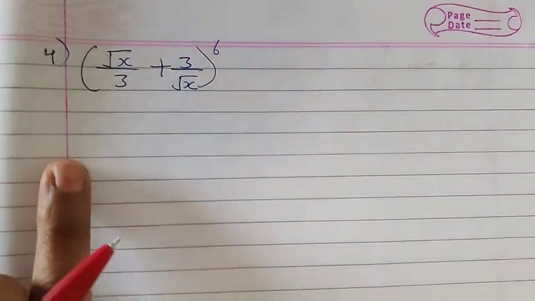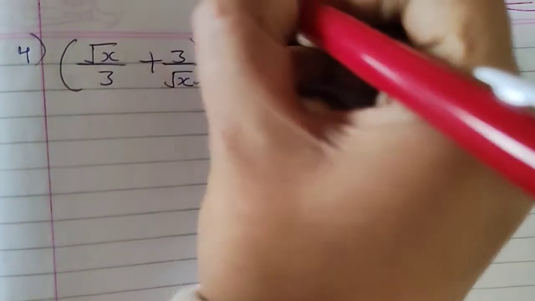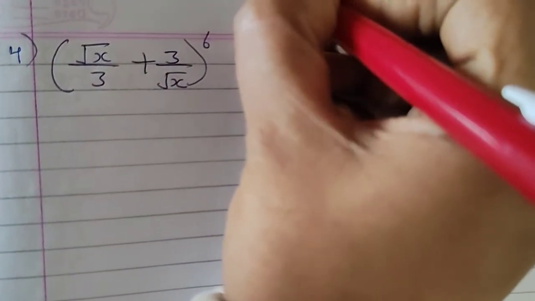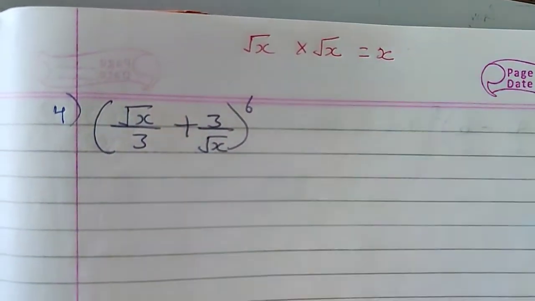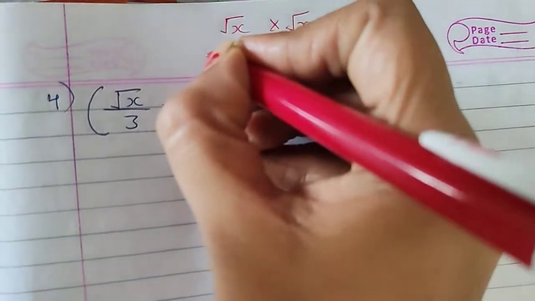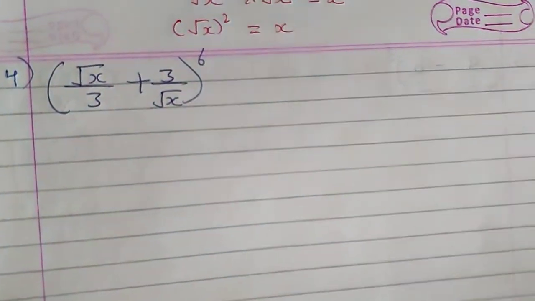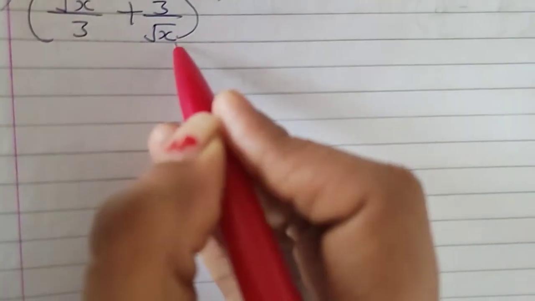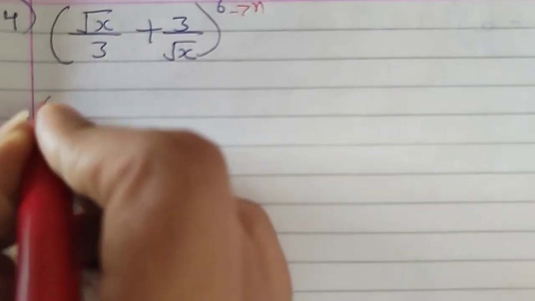Now question number 4. Before starting with question number 4, this concept you should know, that is root x into root x is equal to x, or we can say that root x whole square is equal to x. Okay, so now let us solve this. So here n is 6, x and a values.